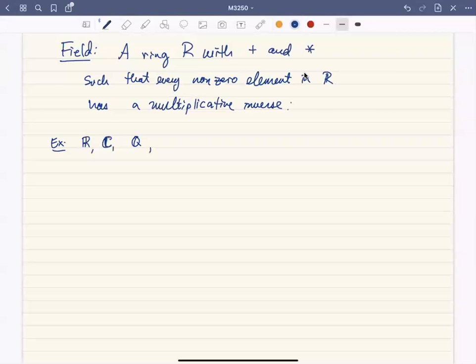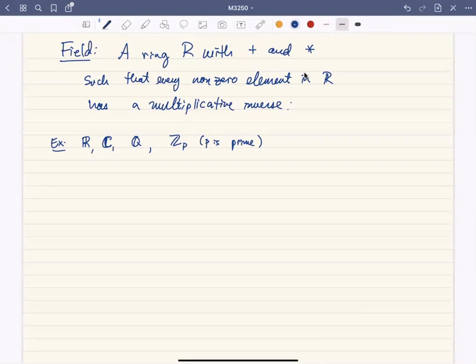Other examples of fields include the rings mod prime. So here P is prime. And again, we saw that every non-zero element in that set has a multiplicative inverse. And so these are a few of the many different types of fields that you can talk about, but these are some of the most important ones.